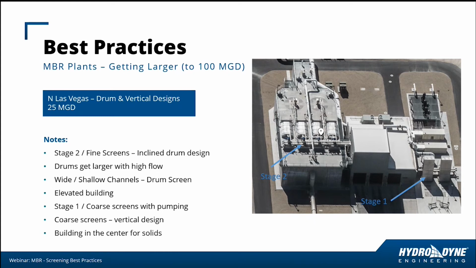Wide shallow channels are noted here with an elevated building. And if we look at stage 1 to the right, we can see that the vertical design in this case allows for higher flows and generally a smaller footprint, and the building in the center is for solids removal.